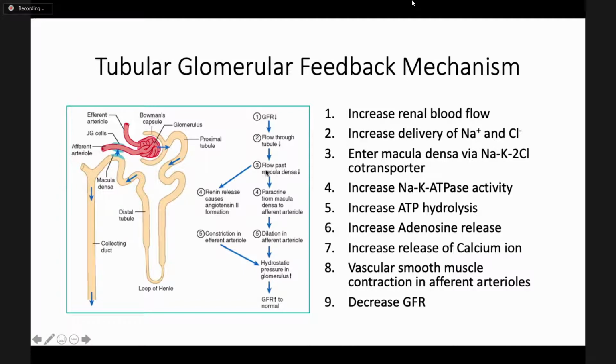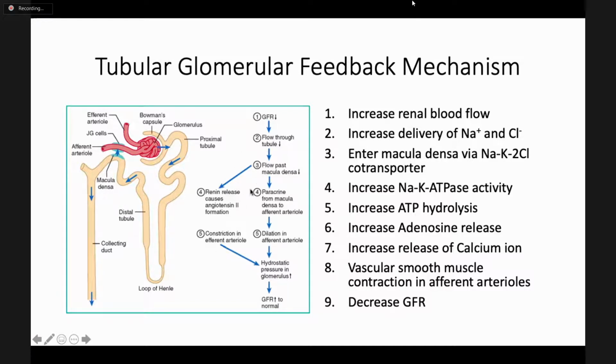Other than that, this macula densa will also stimulate the JG cell to release renin, causing activation of the renin-angiotensin-aldosterone system. But the tubuloglomerular feedback is the local effect here. Renin, angiotensin 2. Therefore, this angiotensin 2 will also cause constriction in the efferent arterioles, leading to increased hydrostatic pressure in the glomerulus, thus increasing the GFR. So there are two ways.